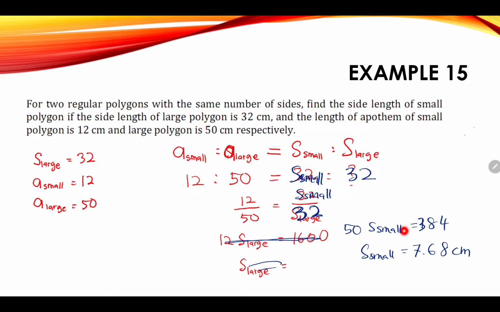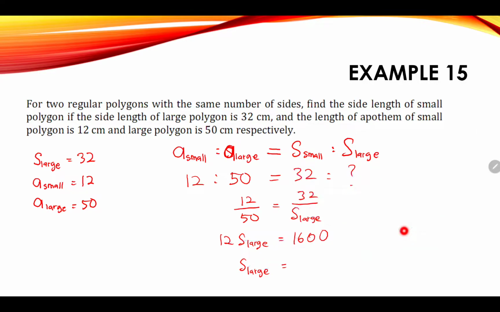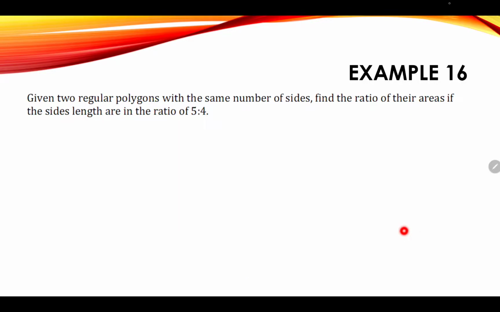Okay, example 16. Given two regular polygons with the same number of sides, find the ratio of their areas if the side length are in the ratio of 5:4. So side length of the first polygon dibagi 5. Side length of the second polygon is 4. So dia suruh cari ratio of the area.